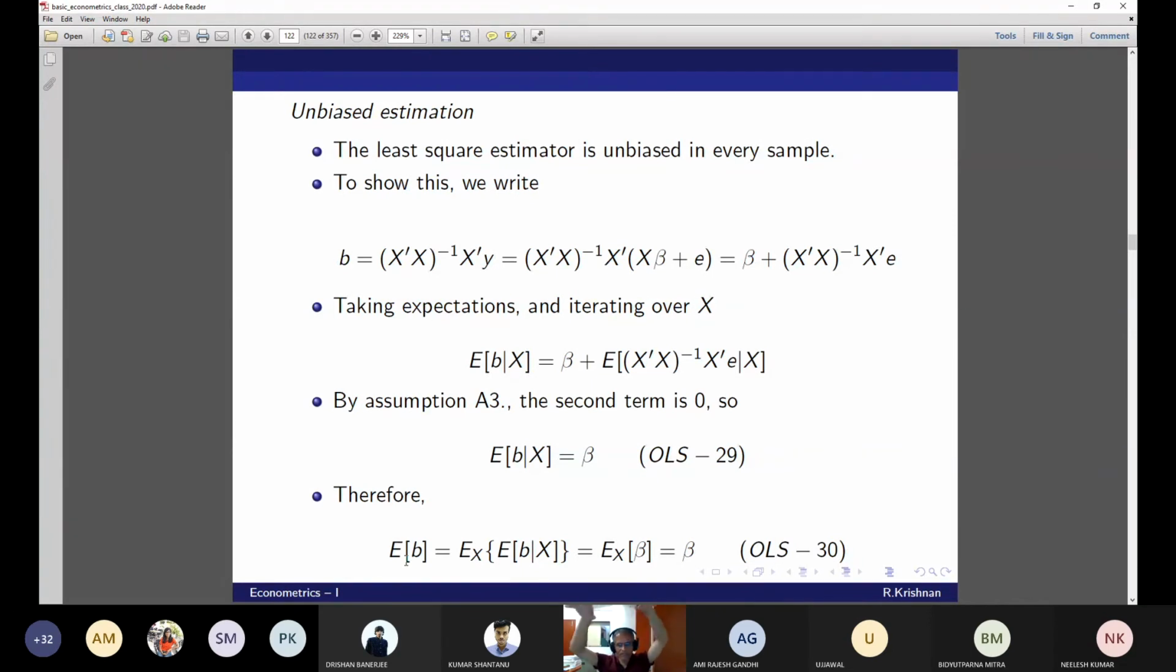Now the second bullet point is exactly the same. b minus beta, which is nothing but the expected value of b, is on the right hand side: X'X inverse, X'e. Never forget this form. We will use it again and again, and it is used in all theoretical exercises. This is called writing the parameters in deviations form: b minus beta.